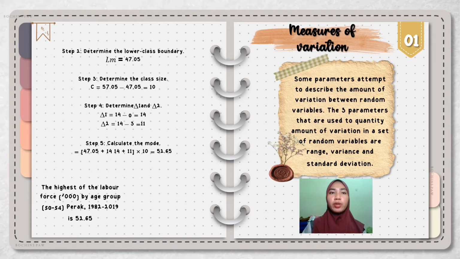Okay, now we turn to measures of variation, which are parameters that attempt to describe the amount of variation between random variables. The three parameters that are used to quantify the amount of variation in a set of random variables are range, variance, and standard deviation.